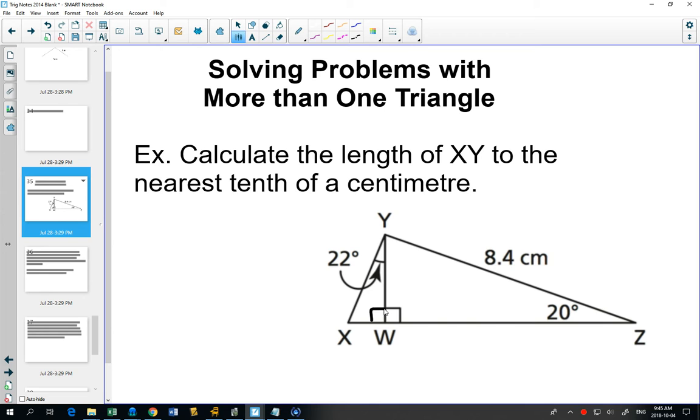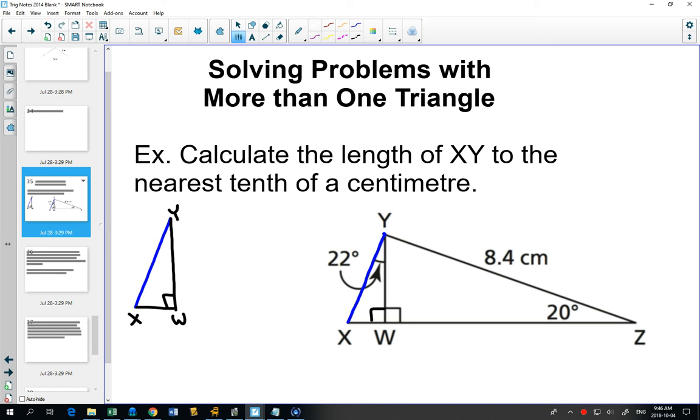Calculate the length of XY. So what I'm going to do is draw a blue line from X to Y, because that's the length we want to calculate. Is that blue line part of a right-angled triangle? Yes. That blue line is part of XYZ. And if I draw XYZ just off to the side here, X, Y, not Z, XYW, sorry. It's part of triangle XYW.